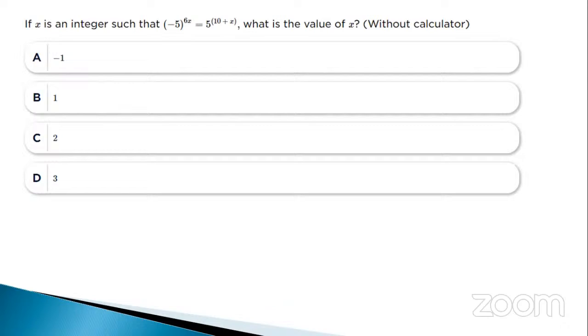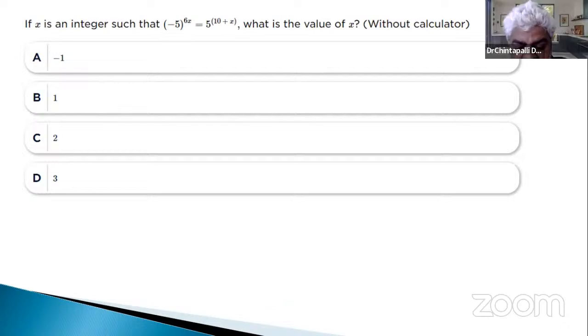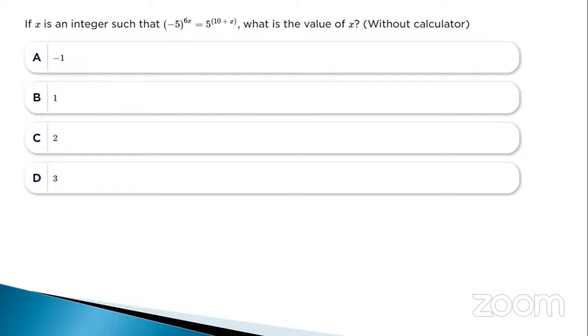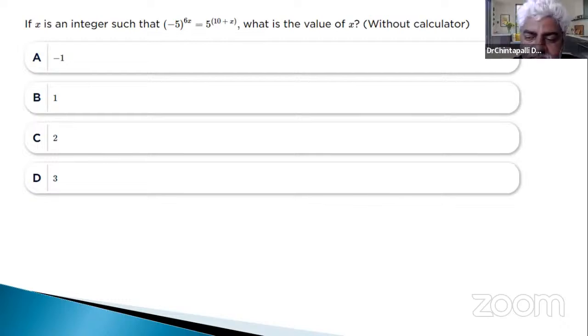So I think we can make the basis equal. Tell your answer actually. I'll have to solve it, sir. I don't know. See, (-5)^(6x) is equal to 5^(10+x). So what's the value of x, right?